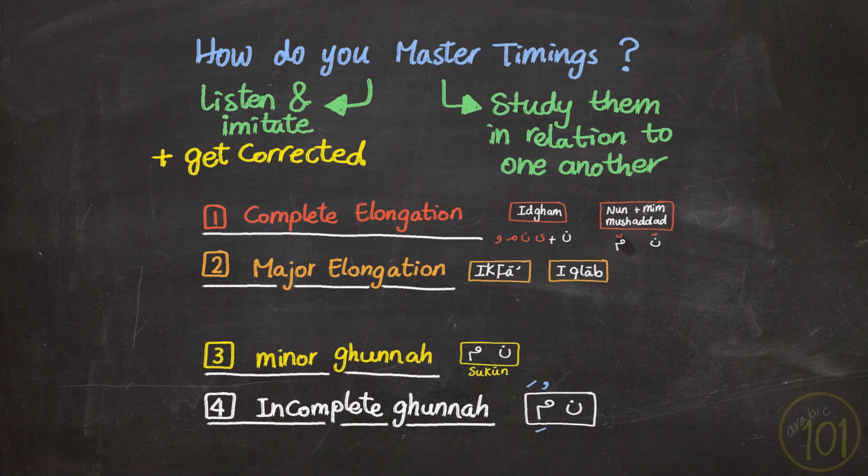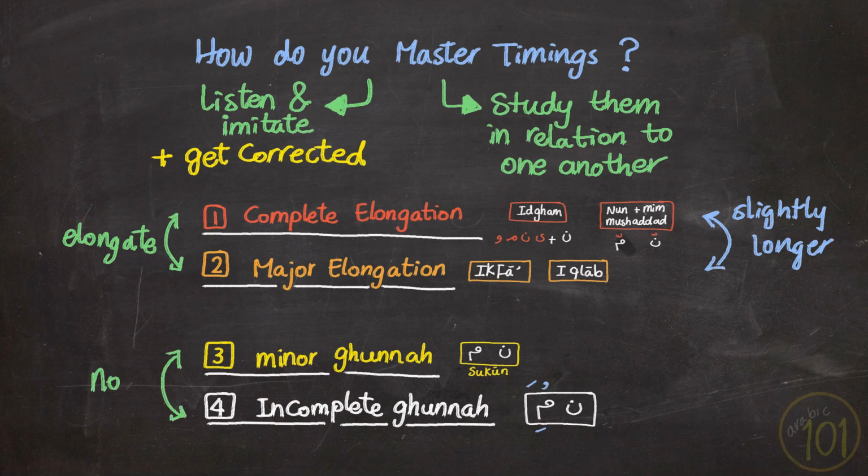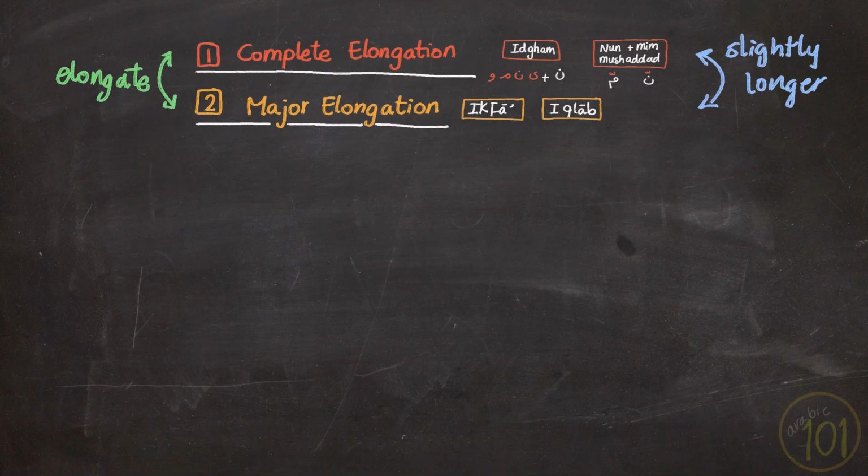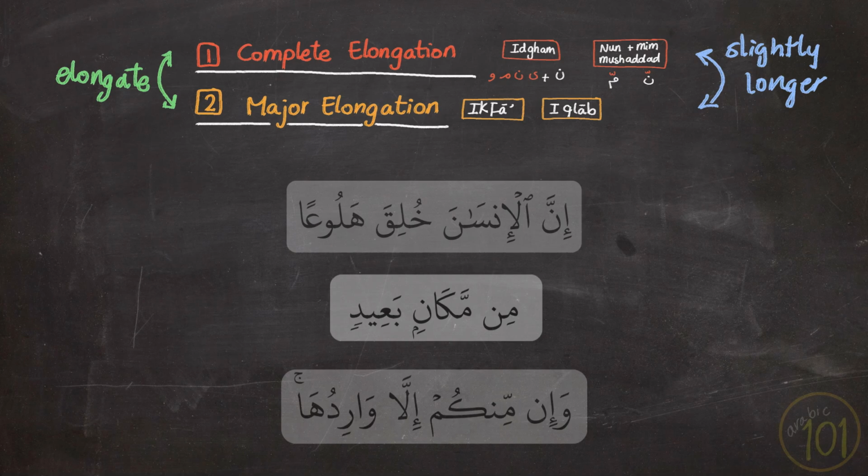So, the first and the second degrees are of elongation, so study them together. And put in mind that the first is slightly longer than the second. The same is said about the third and fourth degrees, which have no elongation, but one is slightly clearer than the other. So practice them in relation to one another. Here's an example which contains the first and the second degrees. Listen and try to find the minute differences.